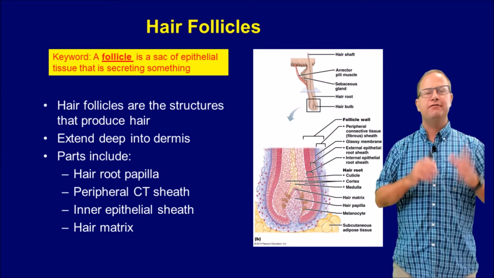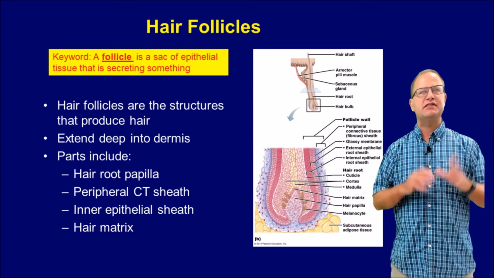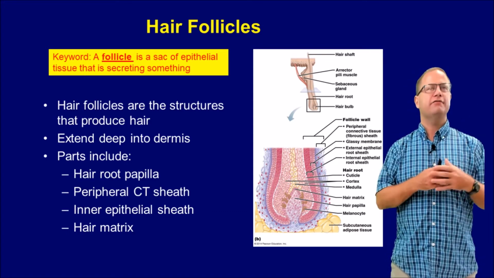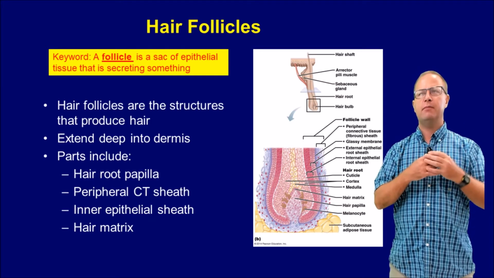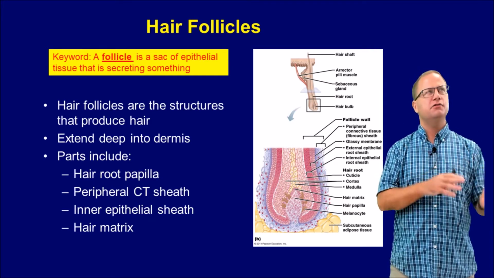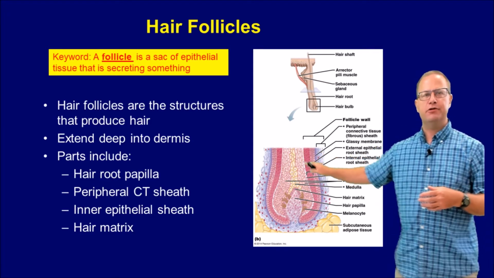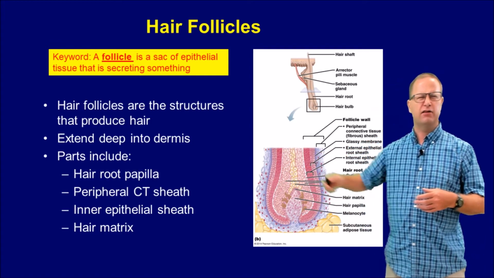Okay, so the word hair follicle. You've heard of hair follicles before. You think you know what they are. So a follicle here is a sac of epithelial tissue that is secreting something. So you've heard of hair follicles, but we're also going to talk about thyroid follicles later on. We're going to talk about ovarian follicles. So don't just assume this word pertains only to hair, because it doesn't. But that hair is being produced by epithelial tissue, and that epithelial tissue is located in a follicle.